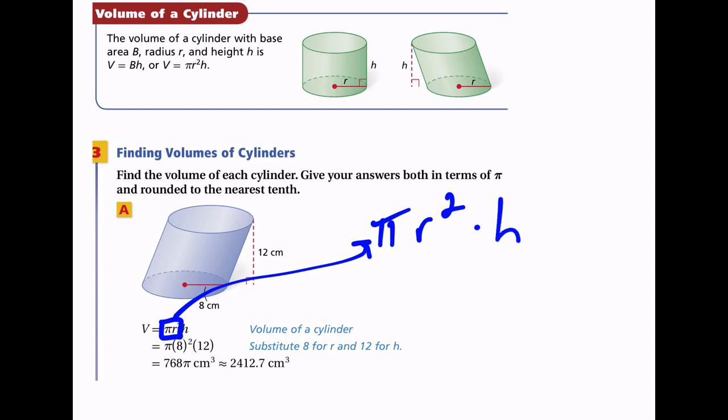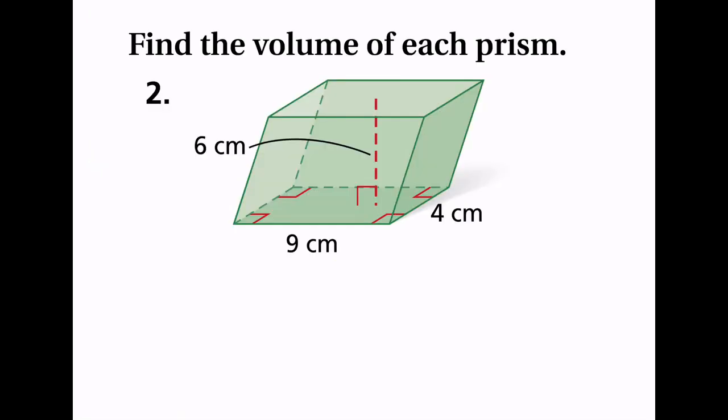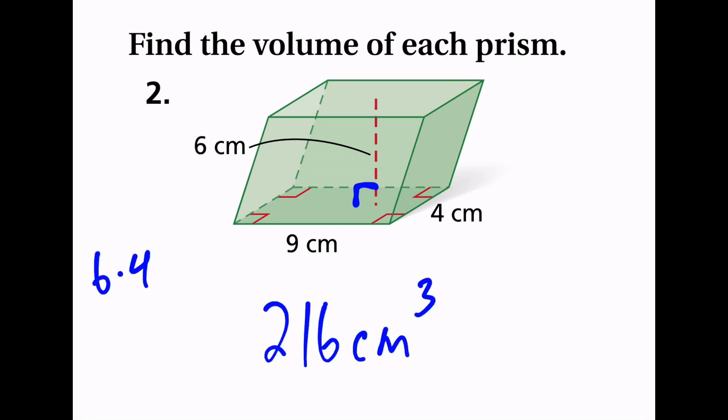They're going to tell us to give answers in terms of pi and round to the nearest tenth. So 9 times 4 is 36. That's the area of the base. And our height, notice the 90-degree angle here, is 36. So our volume is 216 centimeters cubed. We just took 6 times 4 times 9. And that's our unit for volume.